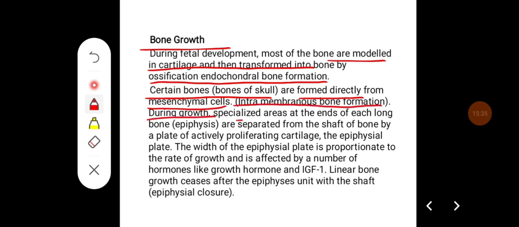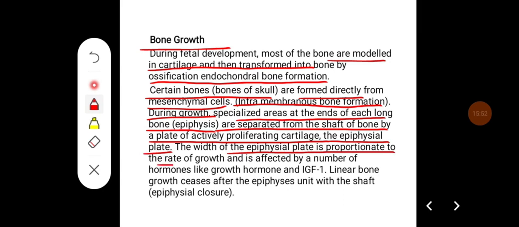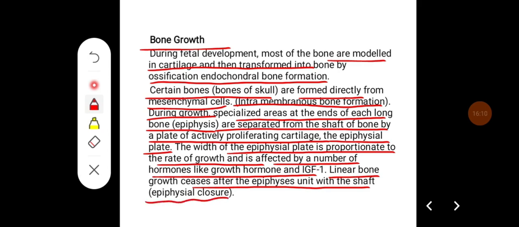During growth, specialized areas at the end of each long bone, which are called epiphyses, are separated from the shaft of the bone by a plate of actively proliferating cartilage, the epiphyseal plate. The width of the epiphyseal plate is proportionate to the rate of growth and is affected by a number of hormones like growth hormone and insulin like growth factor 1. Linear bone growth ceases after the epiphyses unite with the shaft, which is called epiphyseal closure.